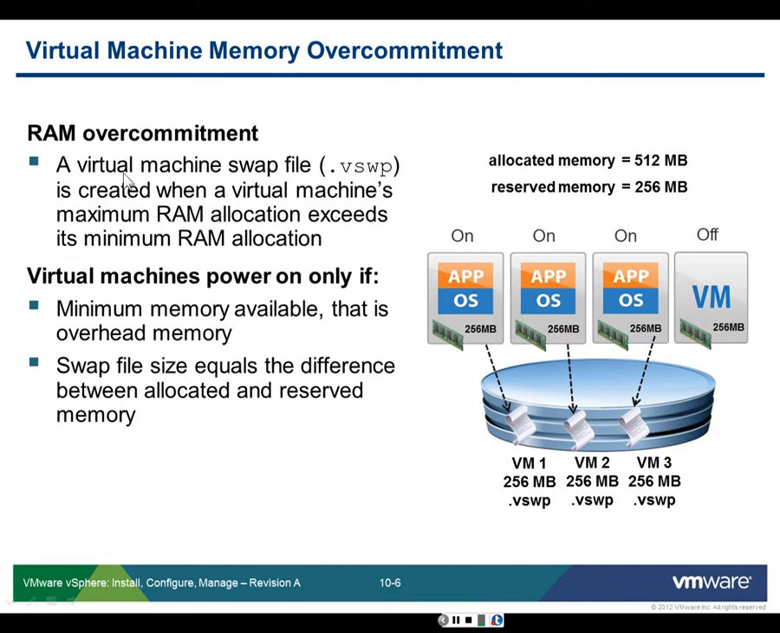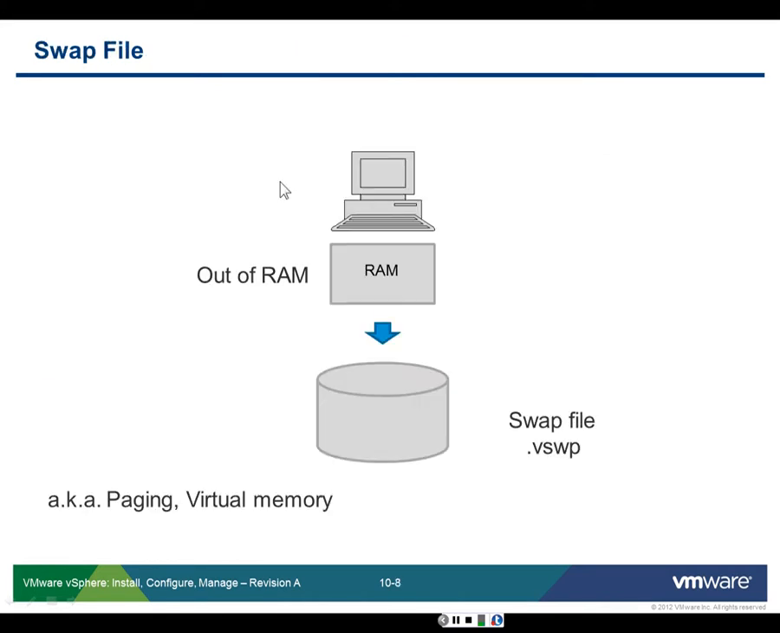And in that case, a virtual machine swap file, VSWP, is created. And a swap file is used when the ESXi host has run out of memory. Now here's how a swap file works. If you have enough RAM, great. But if you don't, the extra data spills over temporarily to the hard disk in what is called a swap file. This is also known as paging, and Windows calls this virtual memory, but VMware calls it a swap file.